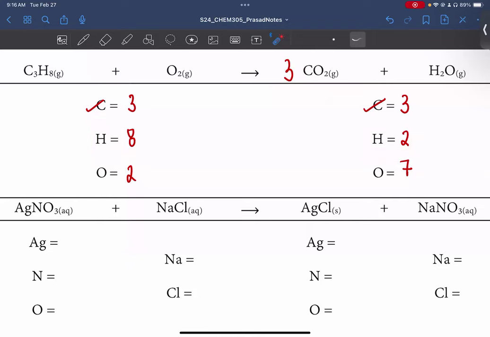Hydrogen is also a pretty simple case. If there are eight on the left, to balance it, we put a four in front of the H2O. Doing so, we now have 8 hydrogens on the left and on the right. And we have unintentionally increased the number of oxygens again. So we have 3 times 2, so we have 6. And now we have 4 oxygens from the water. 6 plus 4 gives us 10. We have balanced hydrogen. And in the last case for oxygen, this one's just as simple as putting a 5 in front of the O2.